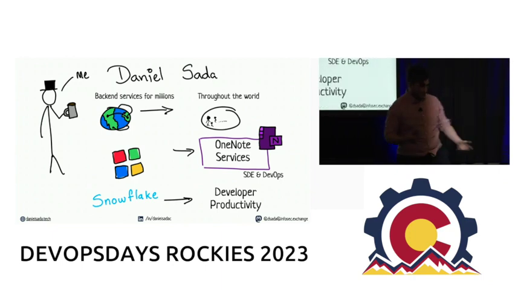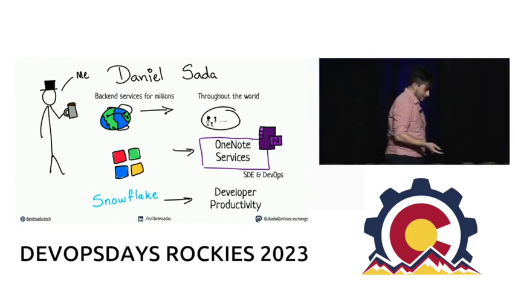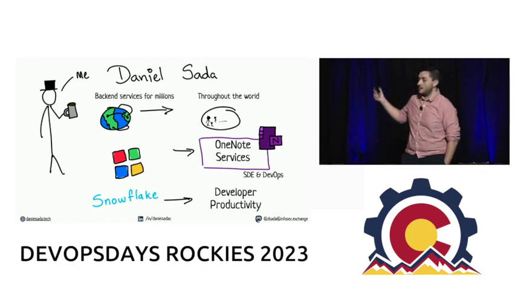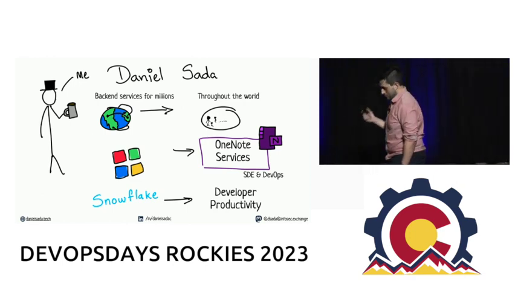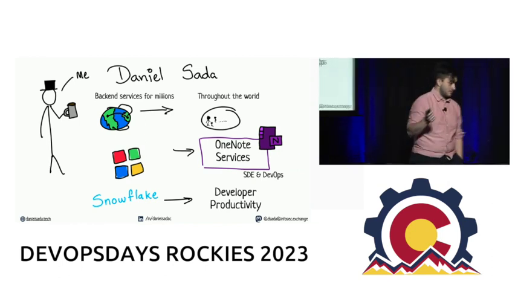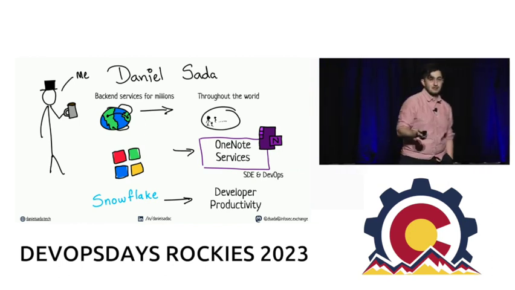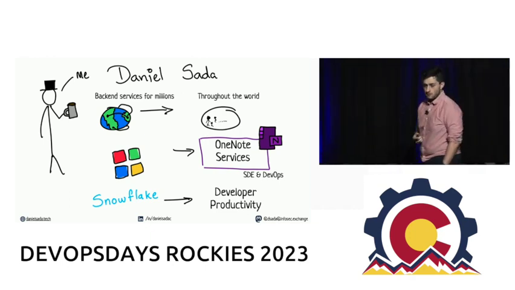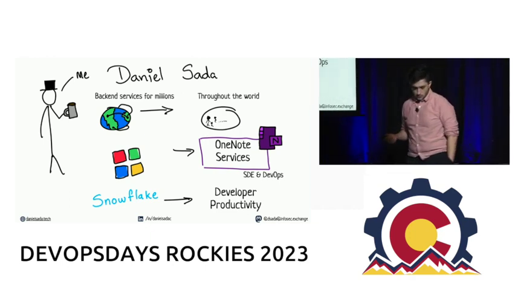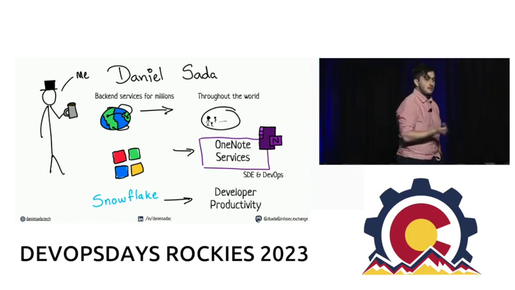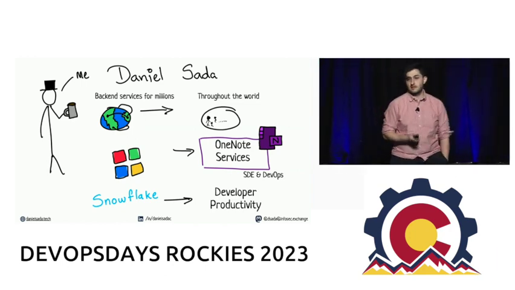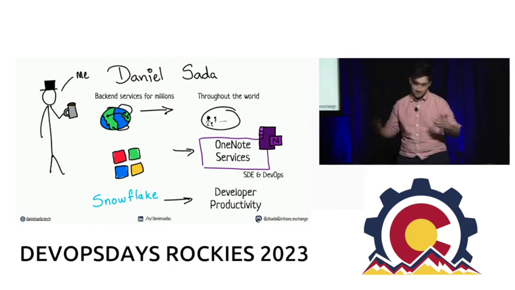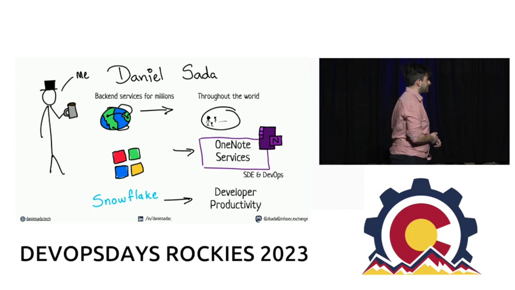So a little bit about me. I've worked over 10 years in software development. I've worked on backend services for millions of people. When I was in Microsoft, I worked for OneNote services, doing services for notes for millions of people. And now I work in Snowflake, doing developer productivity. So everything from CI pipelines to tests to development environments. I do all of that.